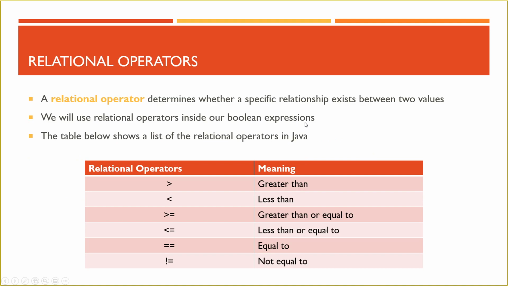So in order for us to determine whether this Boolean expression is true or false, we need to use things called relational operators. And these determine whether a specific relationship exists between two values. So we're going to use these operators inside our Boolean expressions. And this table here shows the relational operators that we use in Java. So we've probably all seen greater than and less than before. So 5 is greater than 1 would be a true statement, right? 5 is less than 1 would be a false statement. Greater than or equal to, less than or equal to.